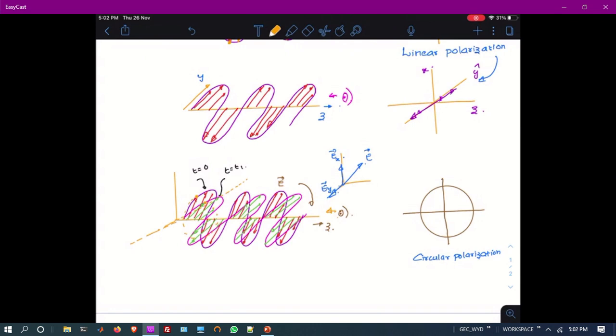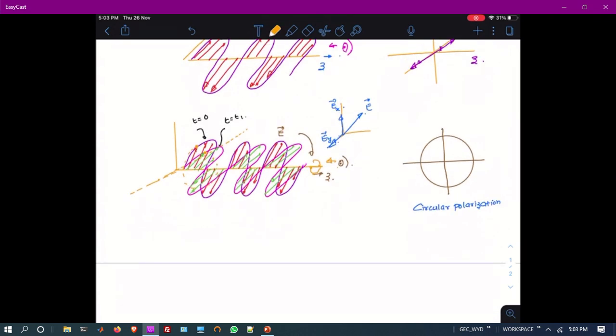So the electric field need not always be in the same direction. It can rotate along the axis of the direction of propagation. So this is the direction of propagation, and the electric field rotates along this axis. Now when the electric field rotates, it is still perpendicular to the direction of propagation, and the magnetic field will also be perpendicular to the direction of propagation, and the electric field and magnetic field will be perpendicular to each other. So when the electric field rotates, the magnetic field also rotates. And when you trace the path of the tip of the electric field, you can see that it follows a circle. This is called circular polarization.